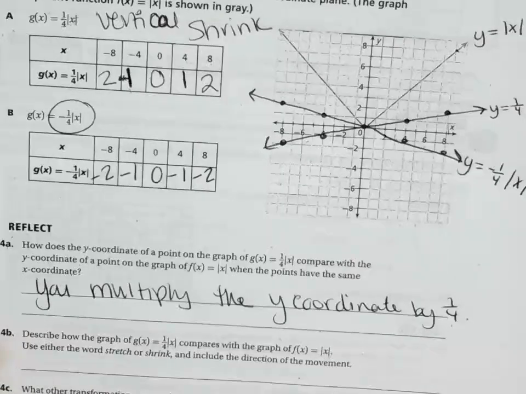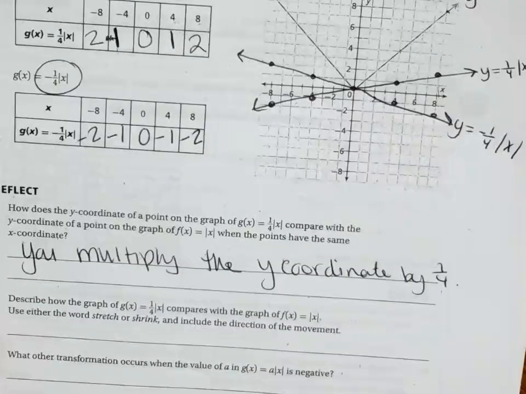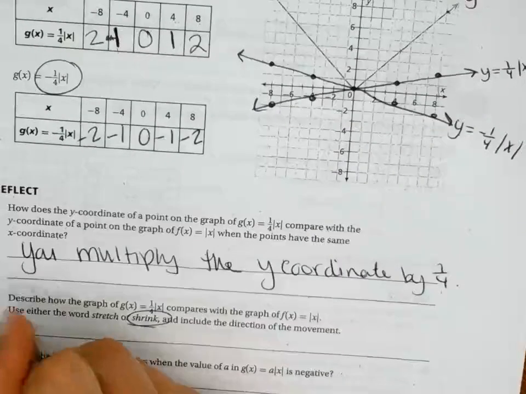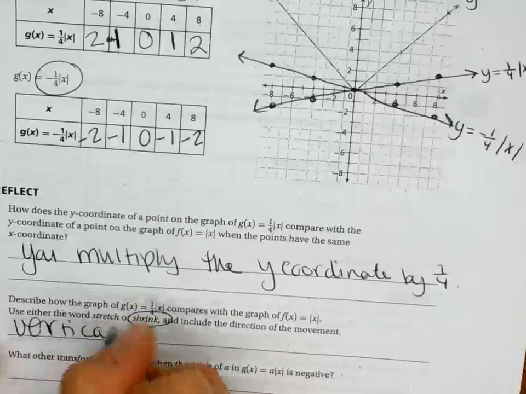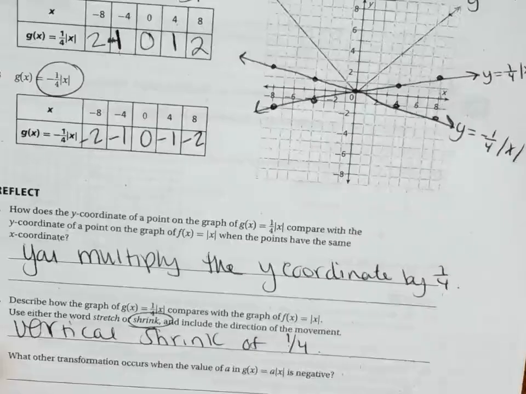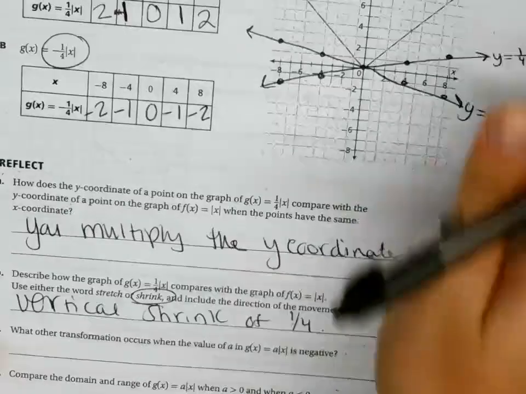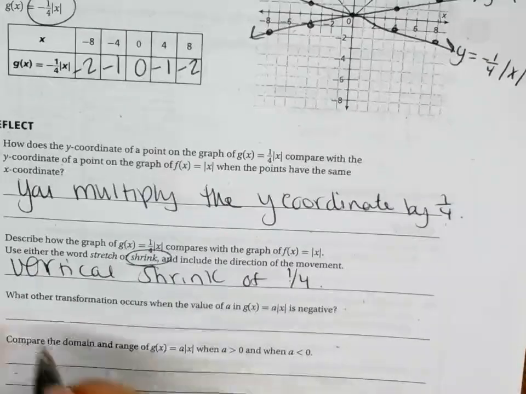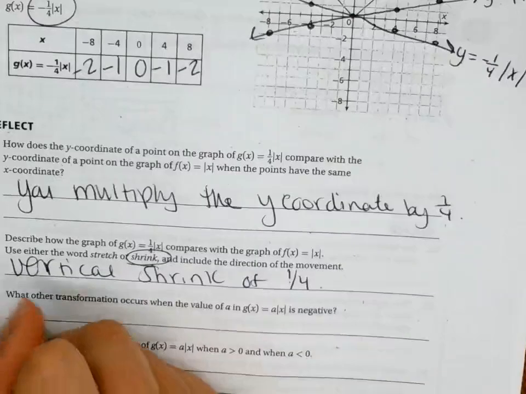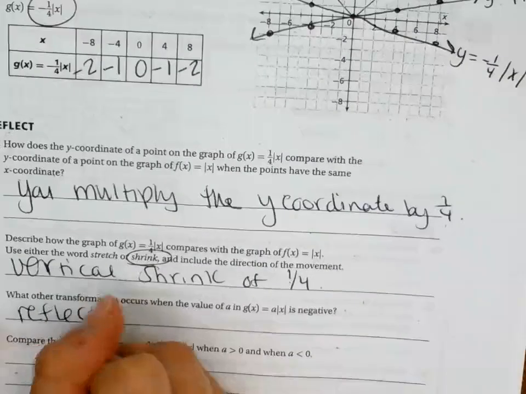Describe how the graph of g of x equals 1/4 absolute value of x compares with the graph of y equals absolute value of x. Use either the word stretch or shrink. Vertical shrink of 1/4, right? What other transformation occurs when it's negative? It reflects over the x-axis.